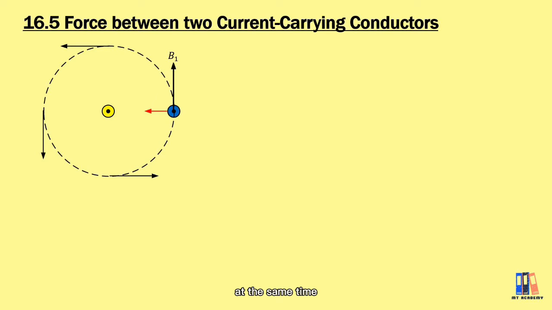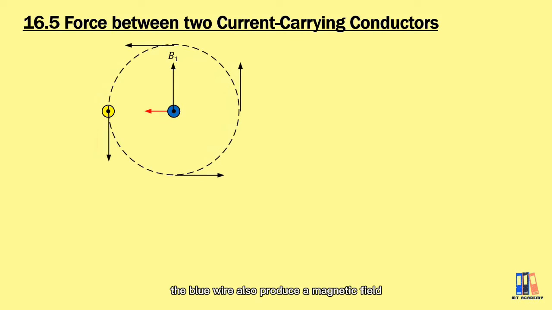Now at the same time, the blue wire also produces a magnetic field, and the magnetic field acting on the yellow wire is in the downward direction. So when you apply Fleming's left-hand rule, you will find out there's a force due to the blue wire that is acting to the right. From here, we can see that these conditions fulfill Newton's third law of motion, that for every action, there's a reaction force of equal magnitude, but in the opposite direction.